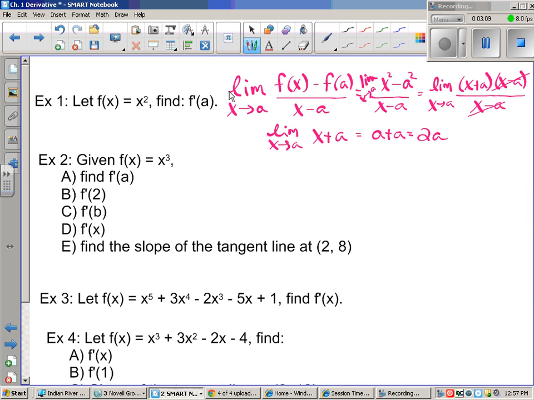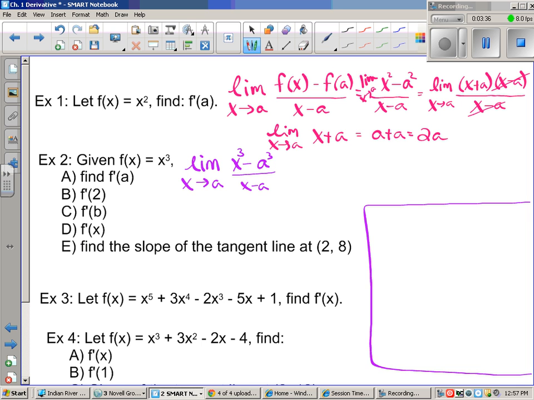So now what we're going to do is we're going to go to the limit. X approaches a again. This time it's f of x, which is x cubed, minus f of a, which is a cubed, over x minus a. In order to do this, what you would have to do, because you can't factor cubics at this point, you would have to do the division for this. Now, I'm going to do that off to the side here, and I'll even show you all my steps here. But I'm going to do x minus a, and I'm going to divide it into x cubed minus a cubed.